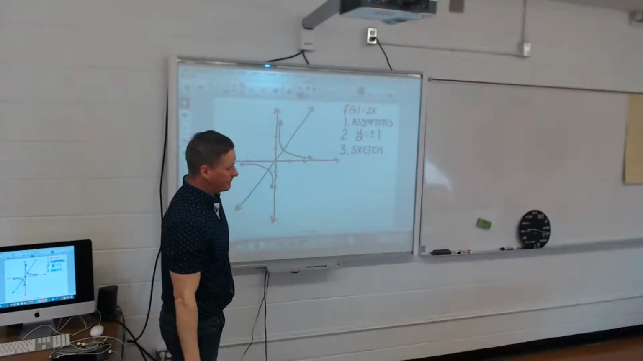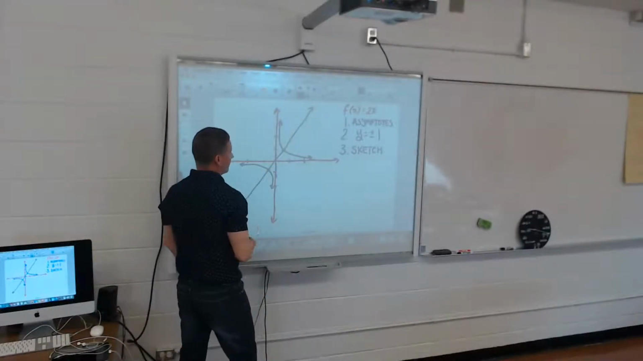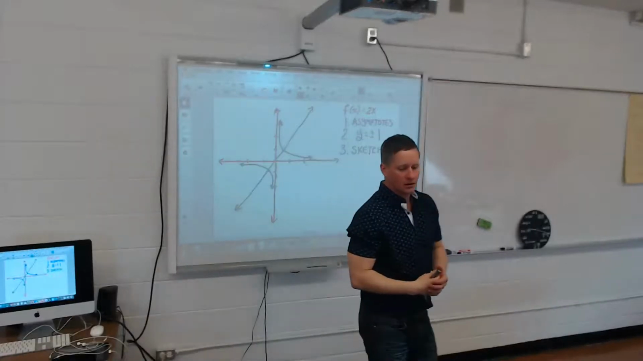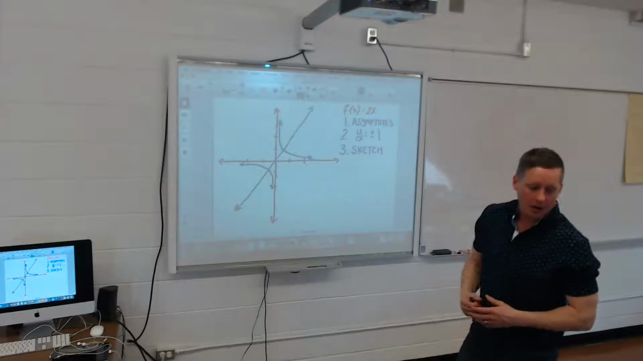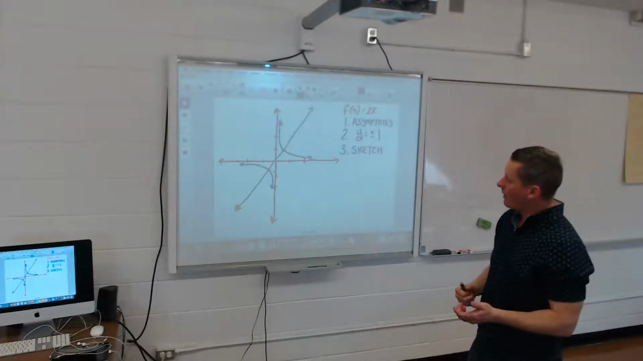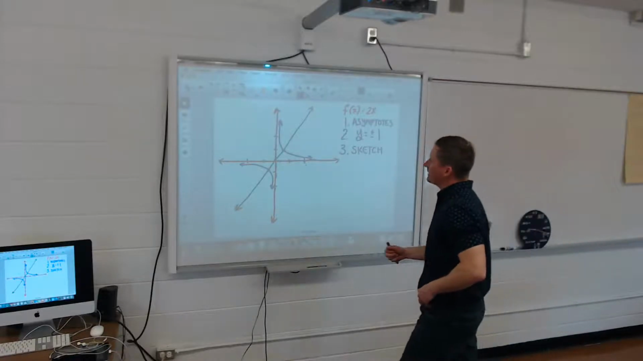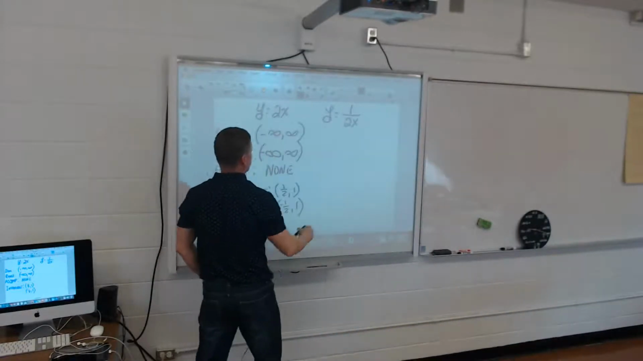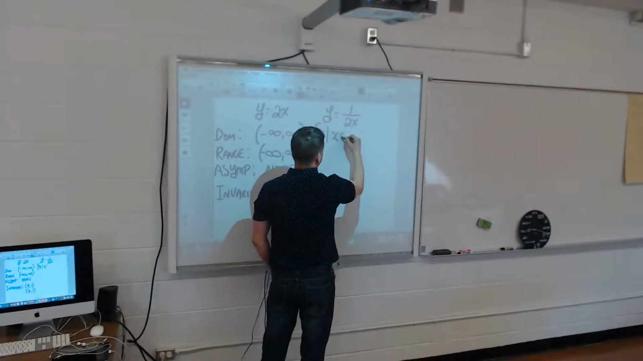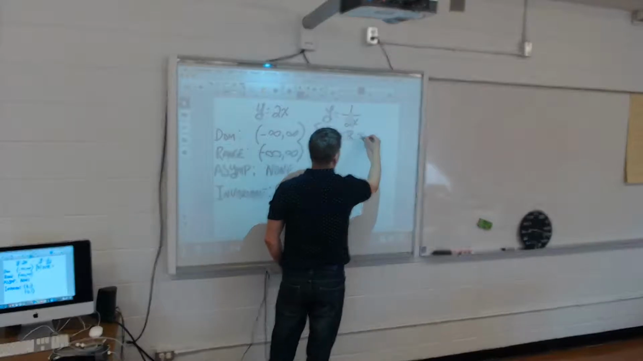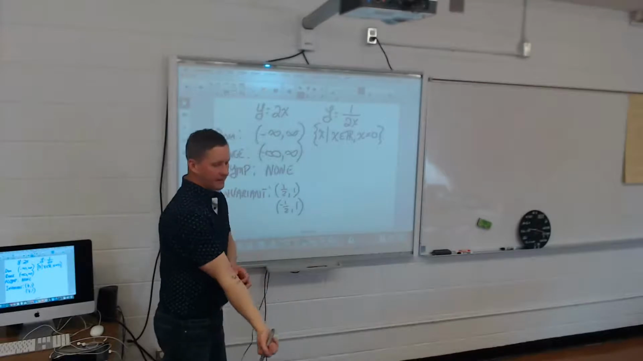Here's my blue. So my domain for this, well, how far left does it go? It goes to negative infinity. How far right does it go? It goes to positive infinity. However, x cannot equal 0. So how do I write that out as my domain? I write it out like this. x such that x is an element of all real numbers, x cannot equal 0. Done.